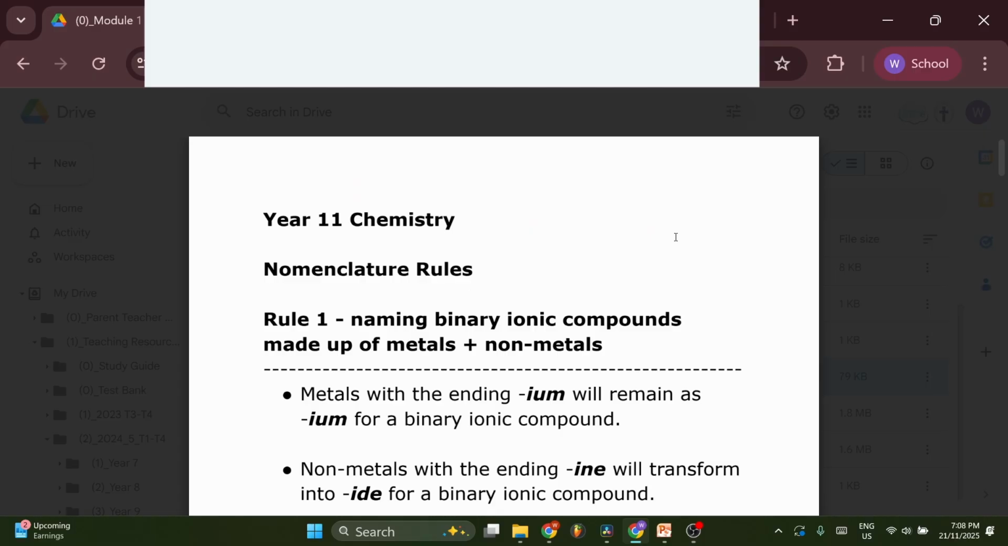This is Year 11 Chemistry, Nomenclature Rules. Rule number 1, naming binary ionic compounds made up of metals plus nonmetals. Metals with the ending IUM will remain as IUM for a binary ionic compound. Nonmetals with the ending INE will transform into IDE for a binary ionic compound.